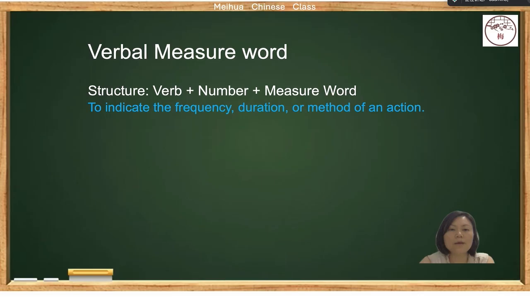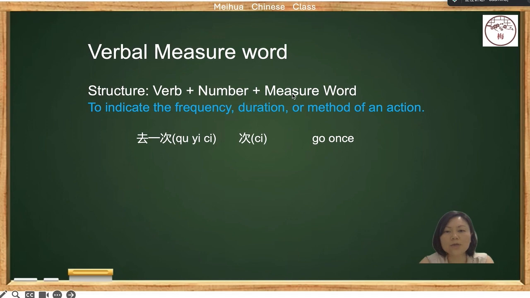The second type of measure word is used to modify a verb to indicate the frequency, the duration, or the method of an action. For example, 去一次, 去 is go, 一次 is one time, 次 is the measure word. Look at the structure here. The structure is verb plus number plus measure word.